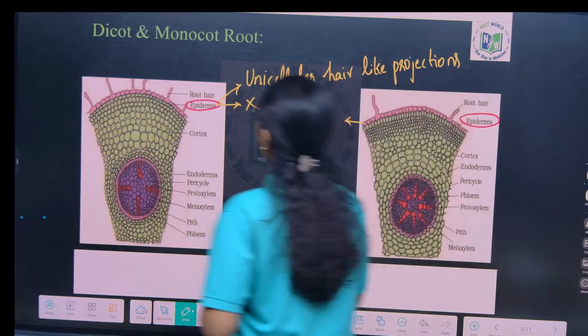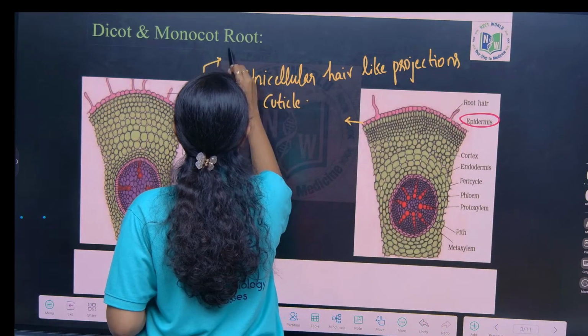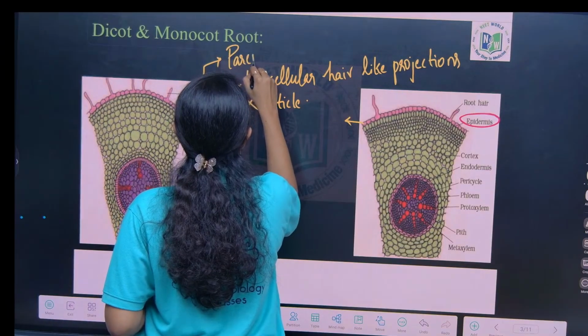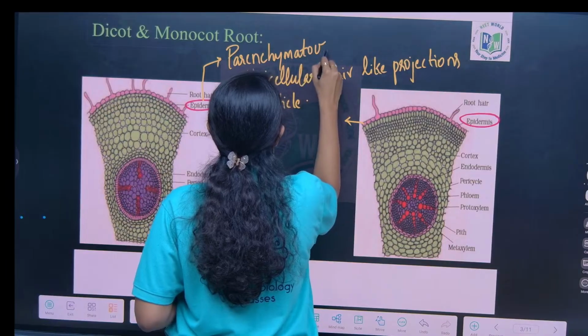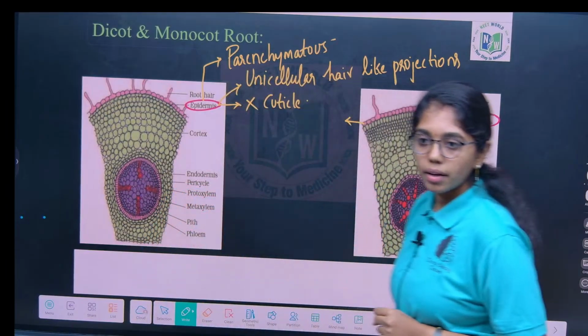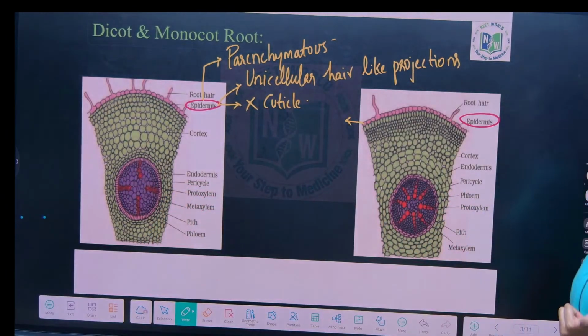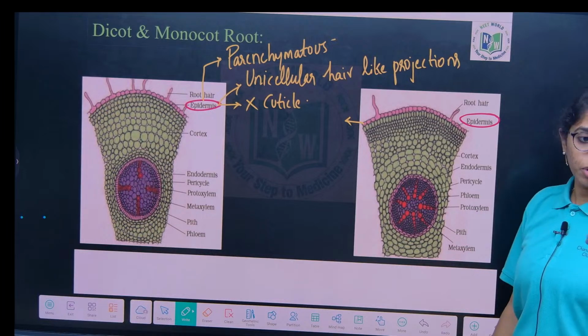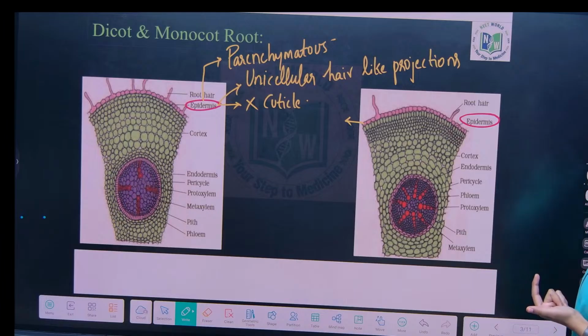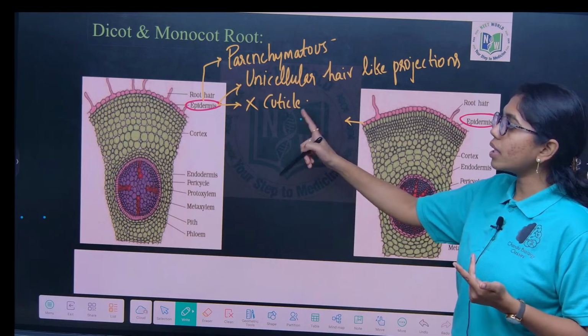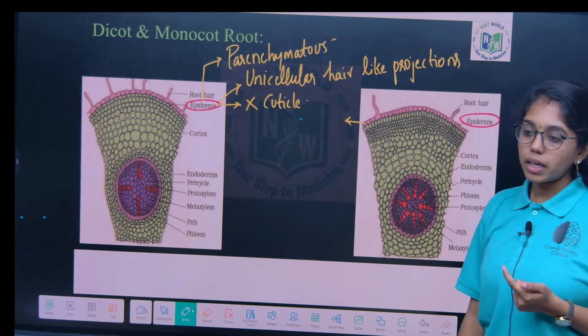Epidermis is parenchymatous. Clear, right? Okay, epidermis is parenchymatous. It has unicellular hair-like projections called root hairs which facilitate absorption of water and minerals, and there is no cuticle in the epidermis. Clear, ma?